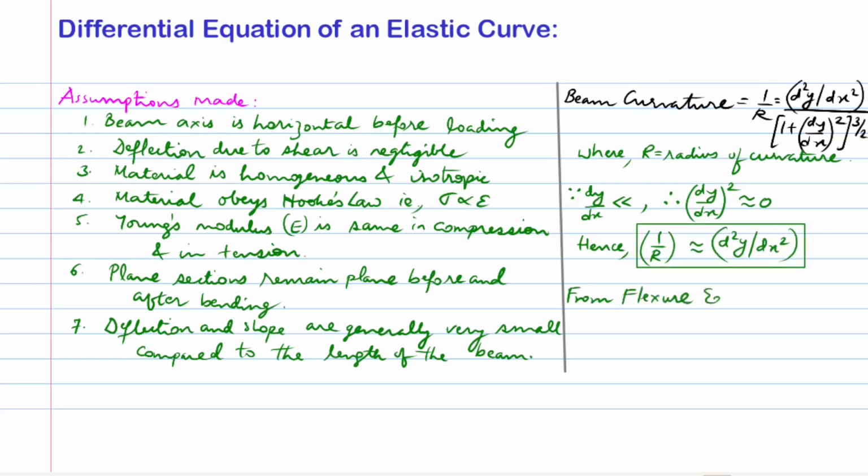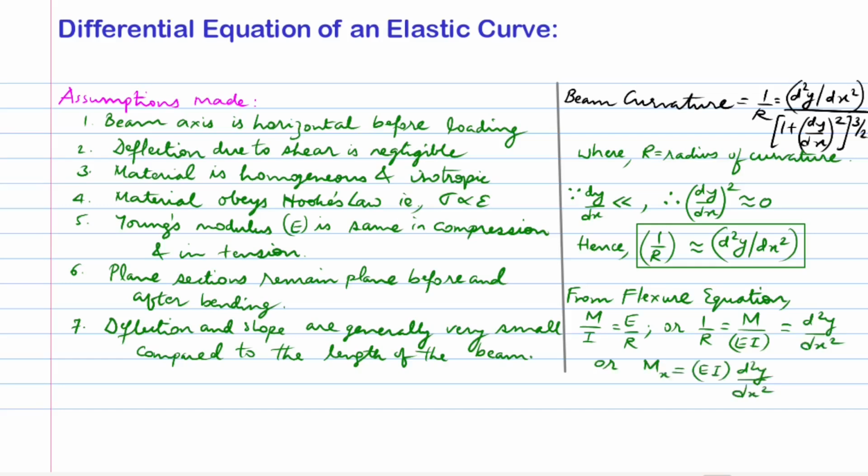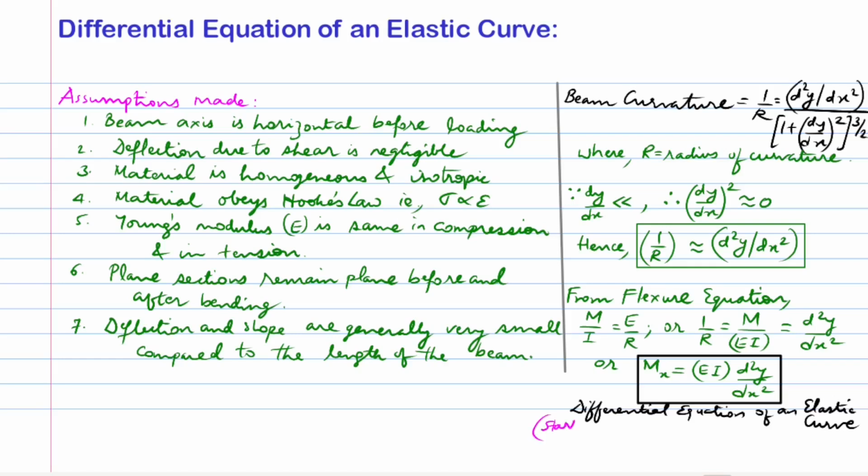From the flexure equation, M/I = E/R, we have 1/R = M/EI, where EI is the flexural rigidity, which is equal to d²y/dx². Hence, M = EI d²y/dx². This is the differential equation of an elastic curve for beam deflection and shall be the starting point to derive the slope and deflection at any cross-section along a beam's length for both the double integration method and the Macaulay's method.